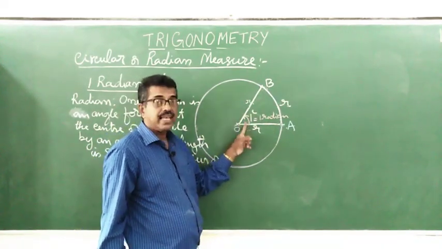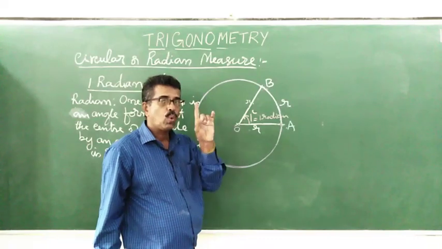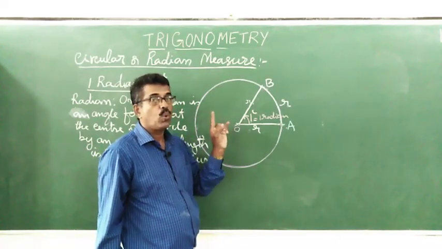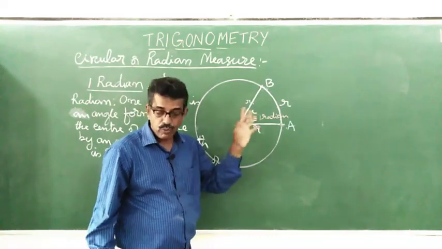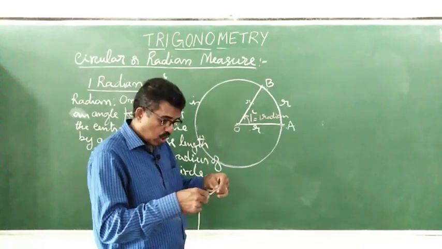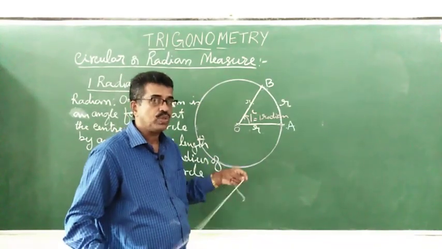This angle is simply known as what? One radian. This angle is known as what? One radian. So I will give you one more idea. When you measure an angle, you call that the angle is either positive or negative.